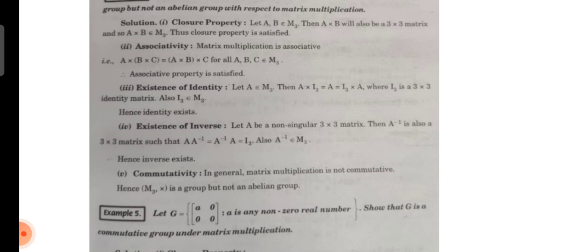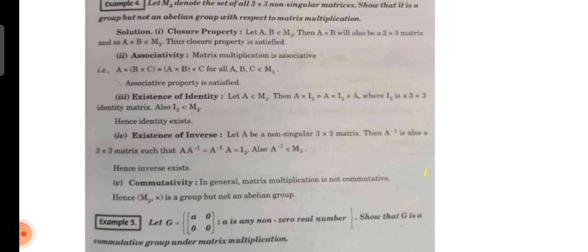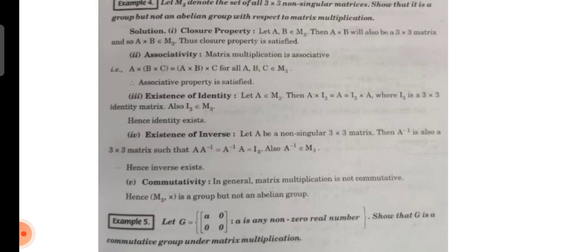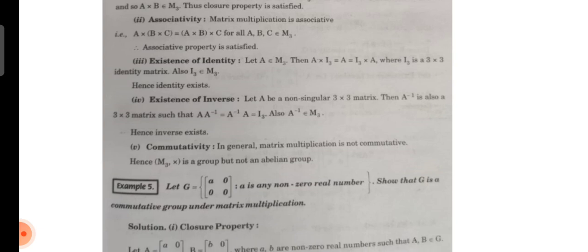Here we have already proved the 4 properties. That means we have proved that our set M3 is a group. Next, it has been written that we need to prove it is not an abelian group. So basically we need to prove that it doesn't satisfy the commutative law. Let's see. Matrix multiplication is not commutative.